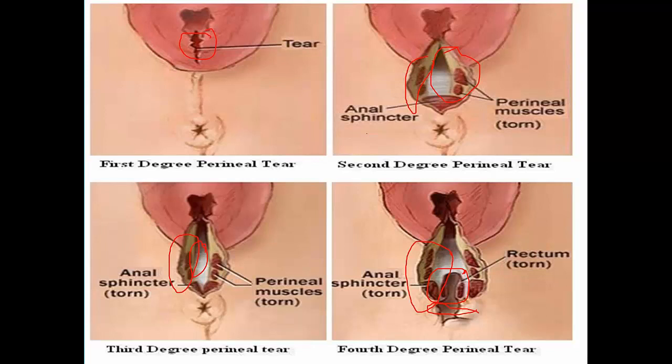Rectal buttonhole involves the rectal mucosa without involvement of the anal sphincter. So the anal sphincter is intact, and it is not classified as a fourth-degree perineal tear. It should be repaired, and it may be complicated by rectovaginal fistula.